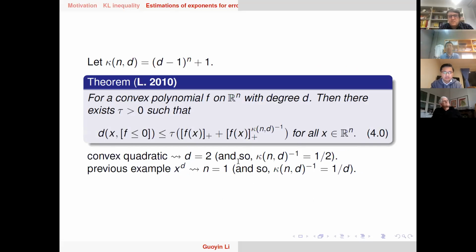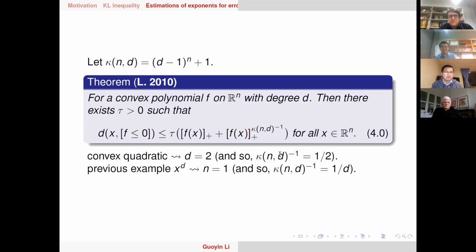So we have a convex polynomial on R^n with degree d, and this is the result for the global error bound with the exponent being (d-1)^n + 1, and take the inverse. As I mentioned before, it agrees with Thom Law's result when d equals 2, and also agrees with the previous example where the dimension is 1. Let's see how we prove it. The proof is a bit involved, but in terms of ideas, very simple.